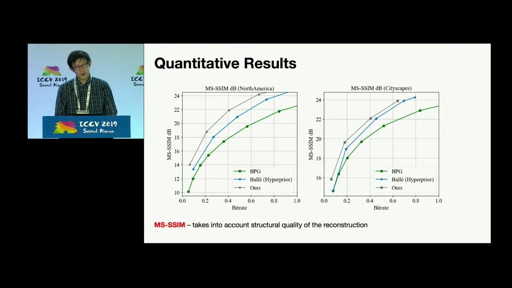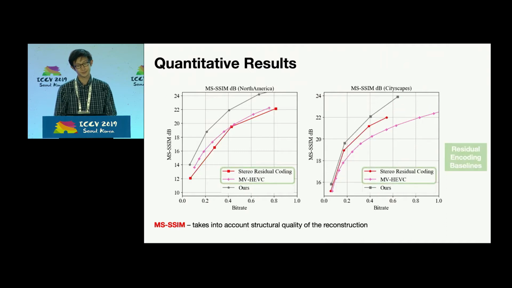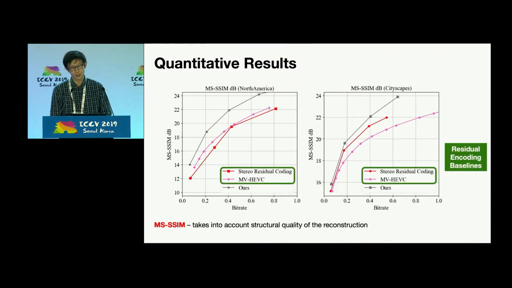Now, in terms of quantitative results, we plot the rate distortion curve, where distortion is measured by MS-SSIM, taking into account the structural quality of the reconstruction. And on this curve, higher is better, and we can see that our gray curve outperforms image encoding baselines such as BPG and the Ballé model. It also outperforms residual encoding baselines, which take into account the motion compensation and residual coding techniques from video compression.